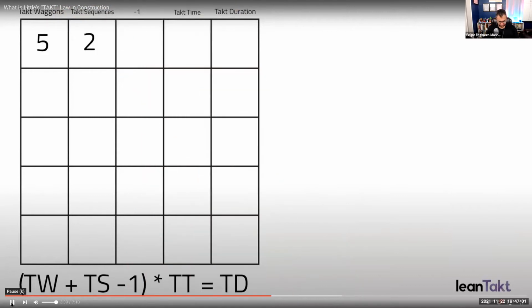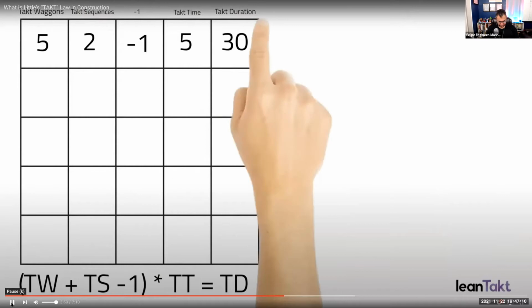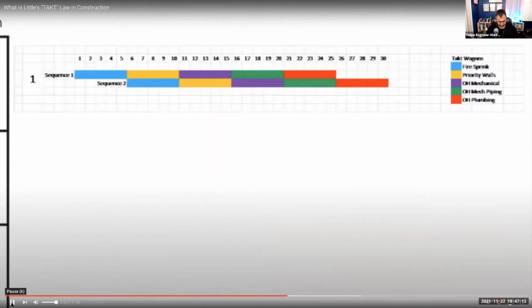Let's take a simple Takt phase where there are 5 Takt wagons with only 2 sequences. We would have 5 plus 2, which equals 7, minus 1, which equals 6, times 5 equals 30 days. This is what this would look like as a Takt plan, with light blue, yellow, purple, green, and red as our Takt wagons. For a simple rough-in stage, as you can see here in the legend on the far right, you can clearly see how the 2 sequences total an overall duration of 30 days.